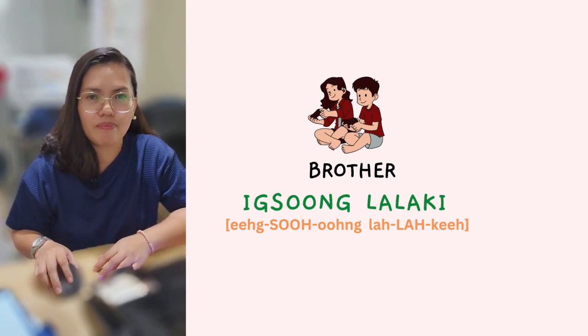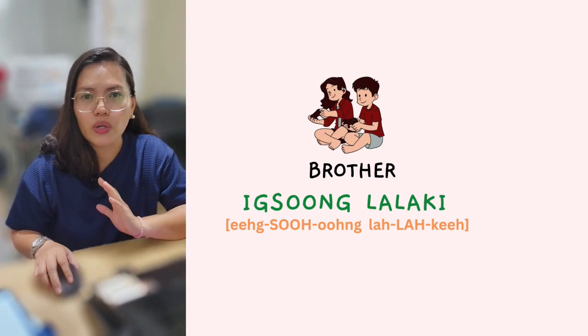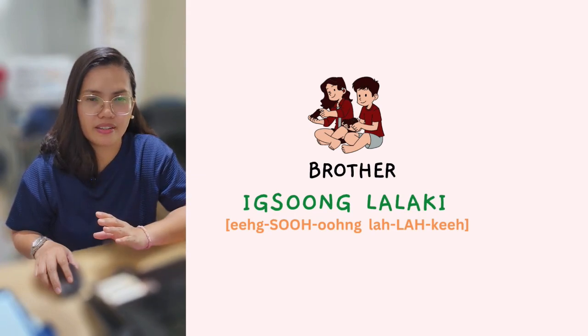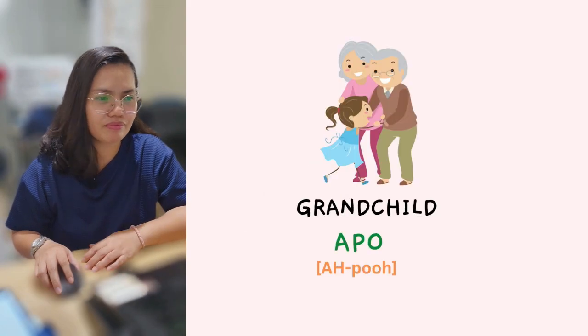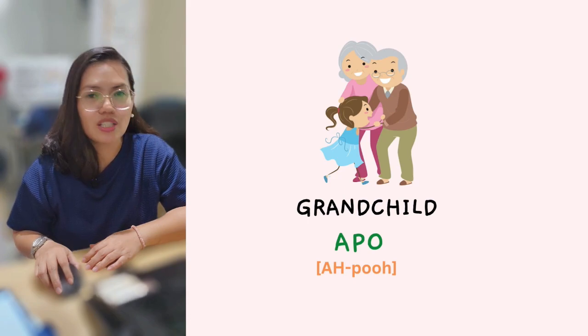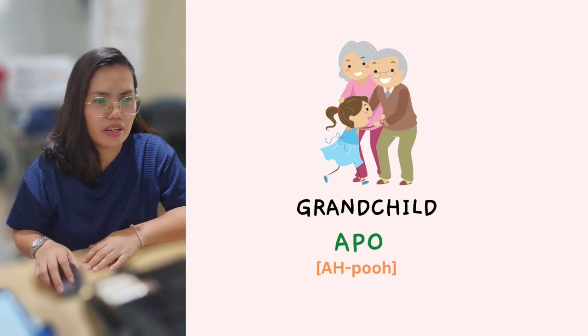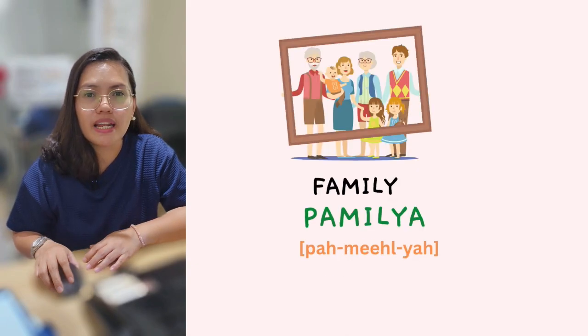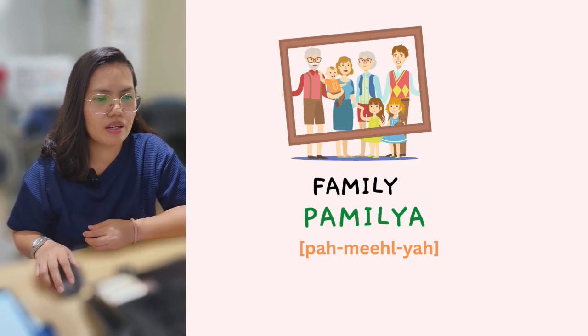I think in the previous video, I discussed igsuon. So igsuon is sibling. So when you say brother, igsuong lalaki. Next one, we have grandchild. Apo. Next one, family. Pamilya. Next, cousin.